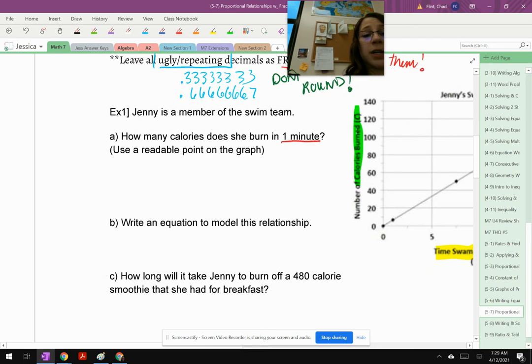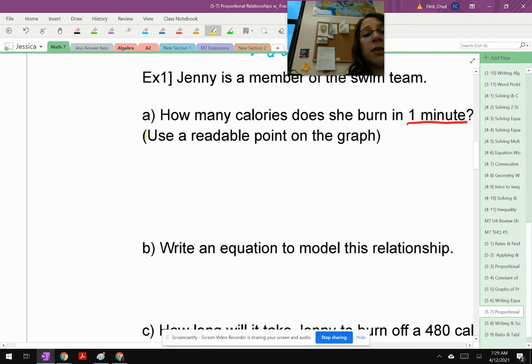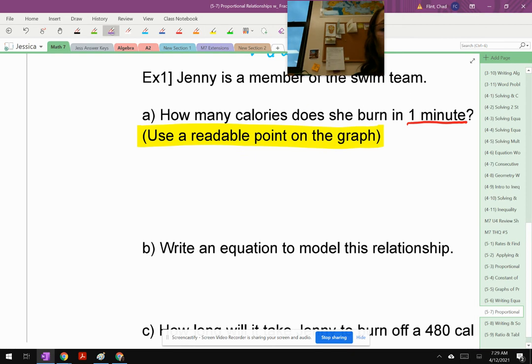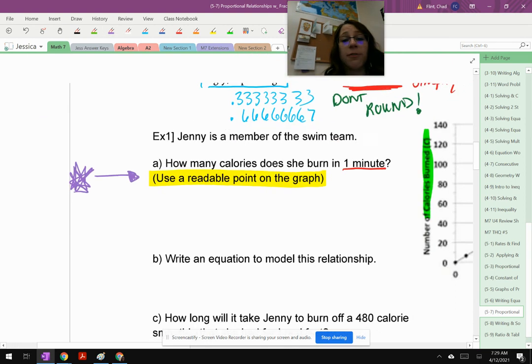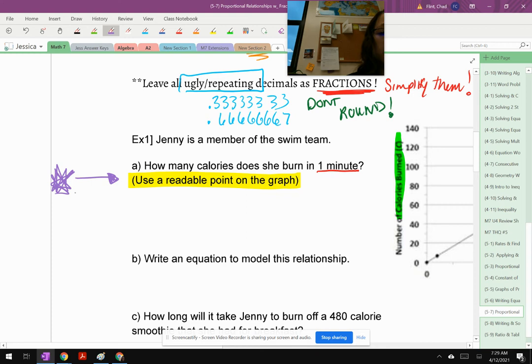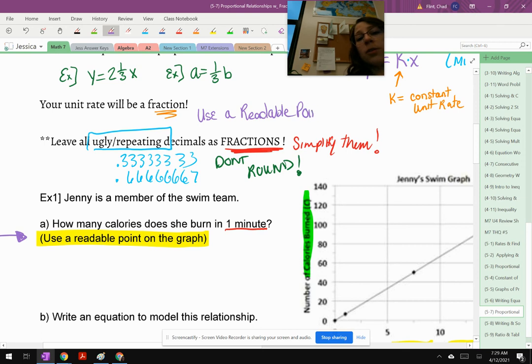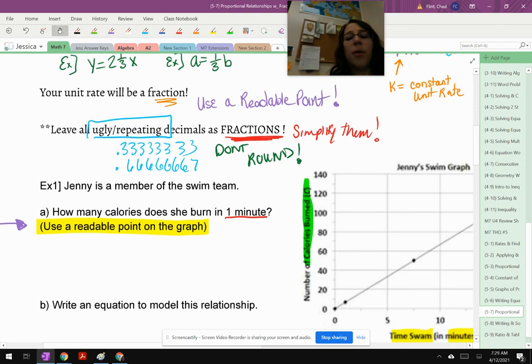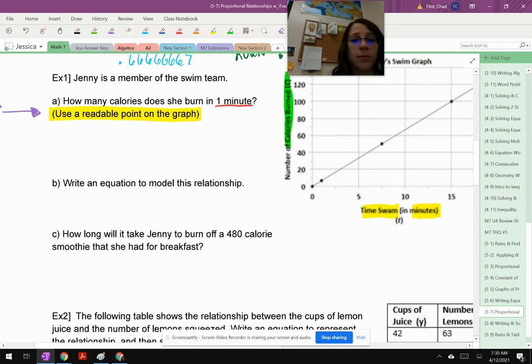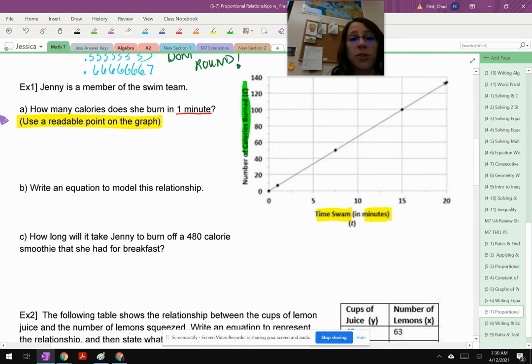And this is the big thing here that you're going to focus on when you're doing these problems: you want to focus on using a readable point on the graph. Then just simplify. So again, I'm just going to reiterate that up here real quick. Use a readable point. So how many calories can she burn in 1 minute?